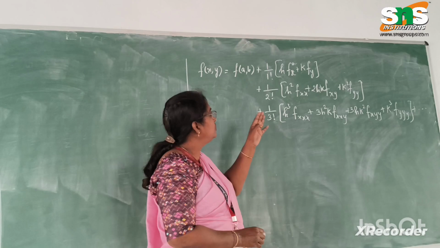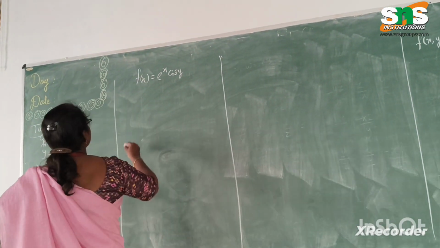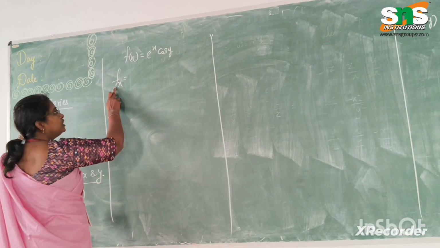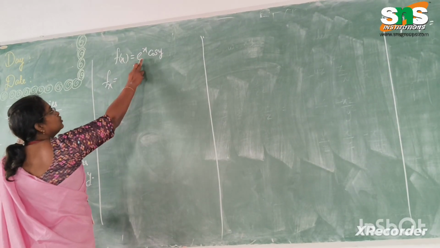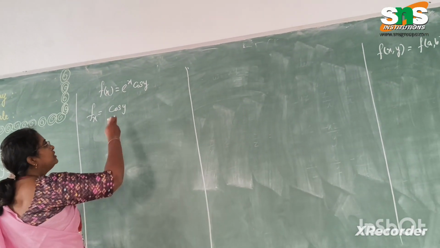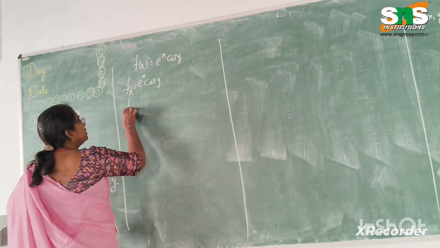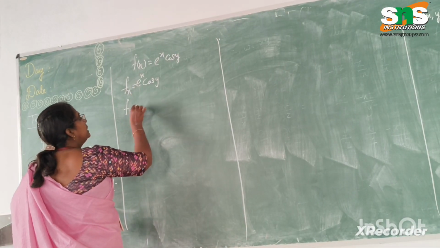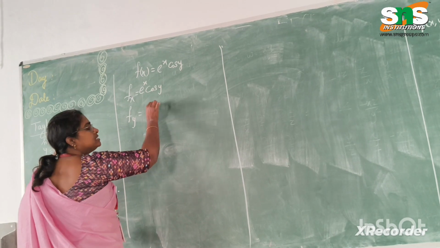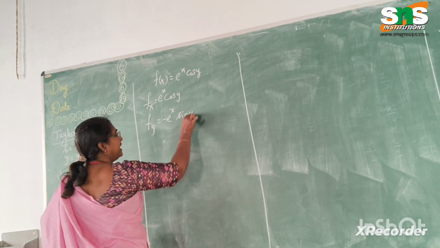So what is the next step? These three levels of derivatives, first, second and third, we are going to calculate. First I am going to calculate fx. The function with respect to x: cos y is a constant, and differentiating e power x gives e power x only. After this fy: differentiate the function with respect to y. Then e power x is a constant, and differentiating cos y gives minus sin y.